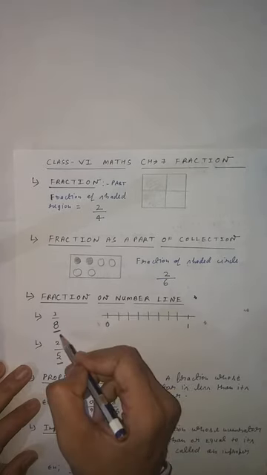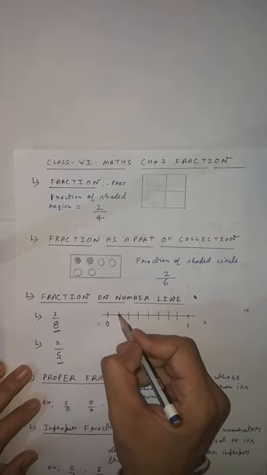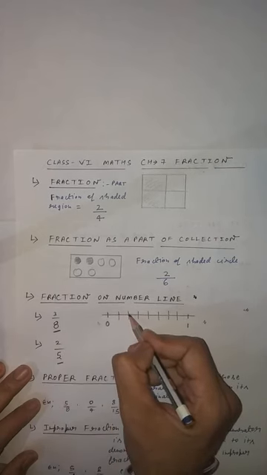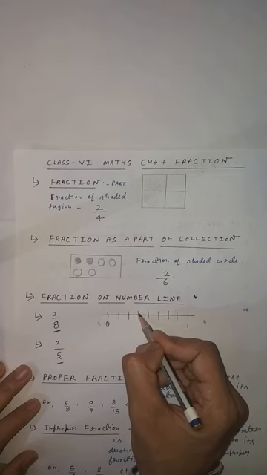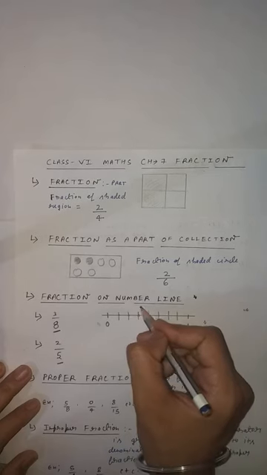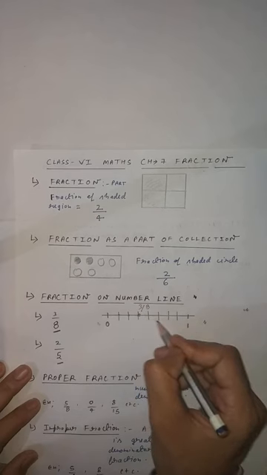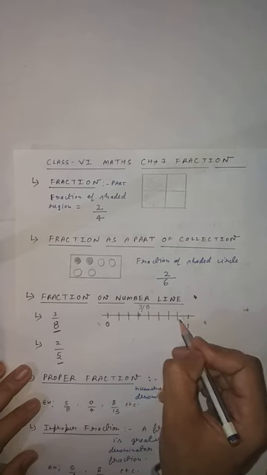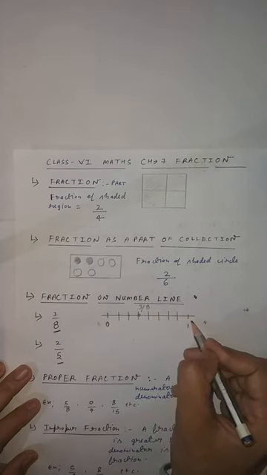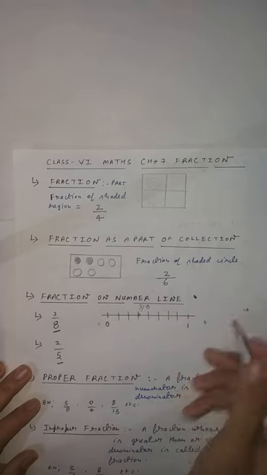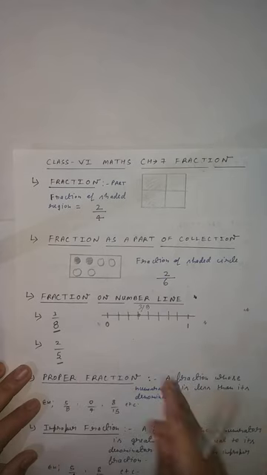Up to 3 by 8 you have to find out, students. So this is 1 by 8, this is 2 by 8, this is 3 by 8. So you have to find out 3 by 8, student. So here you will write down 3 by 8. Clear, students? And this is 4 by 8, 5 by 8, 6 by 8, 7 by 8, 8 by 8. So 8 by 8 means 1. Clear, students?